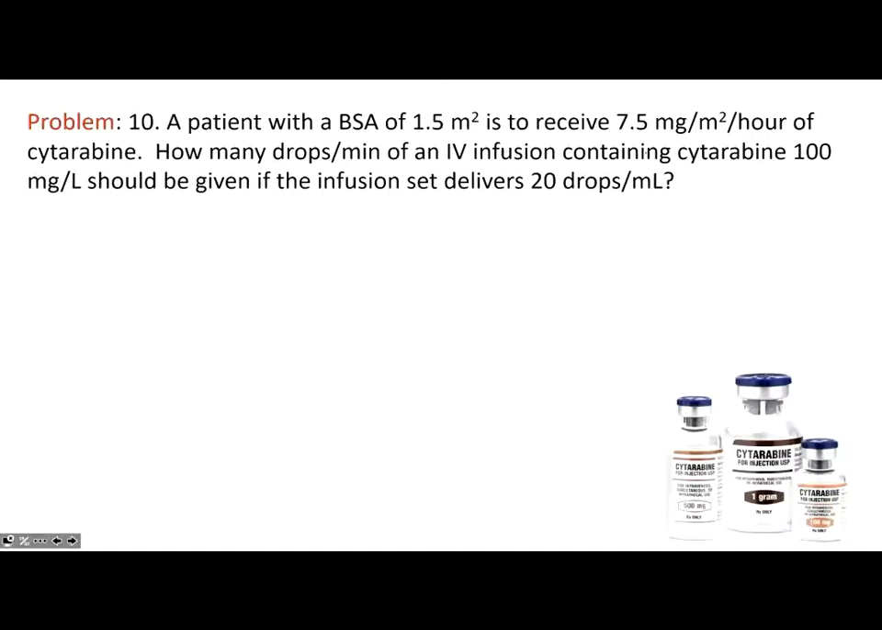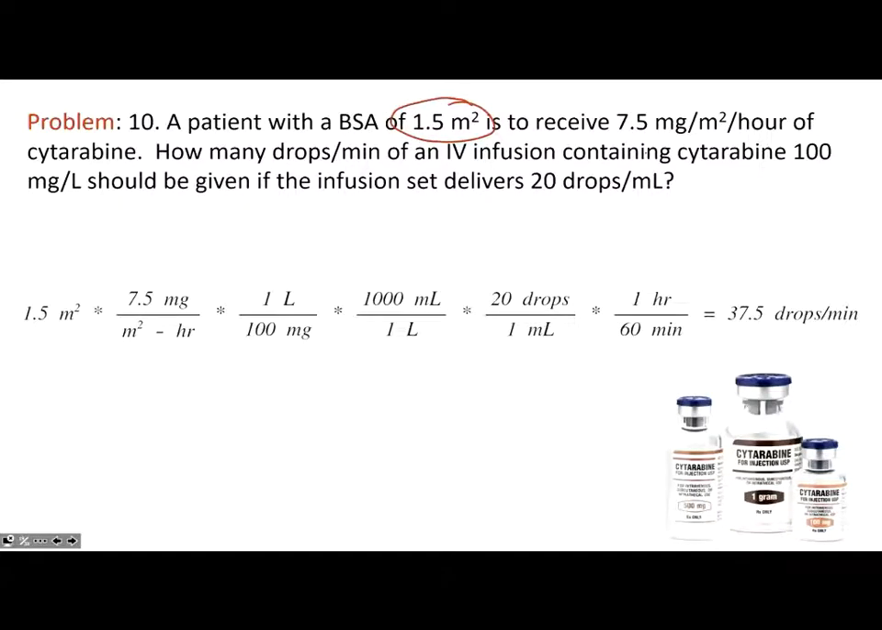This is just a question of information overload. There's a lot of things there, a lot of conversions to do. We have to be careful with our units, okay? So let's just do one step at a time. Clearly the dose, 7.5 milligrams per meter squared per hour, is going to depend on their total body surface area. So let's start with this. This is where you would start that question, and then we can work all the way across from there. All right? So I started with my 1.5 meters squared.